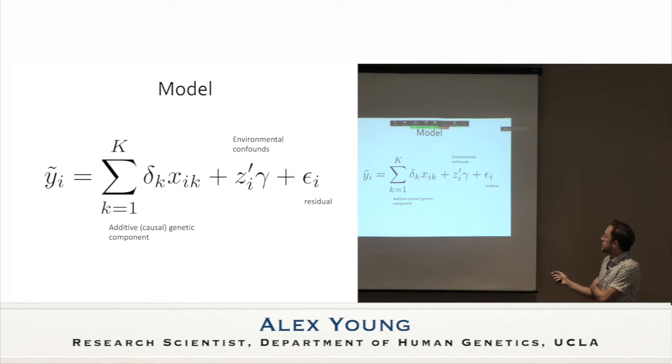Then we have these environmental confounds, which could include various things, including indirect genetic effects. We're going to subsume them into this term. For now, we could write a different model that separates indirect effects from other environmental effects, but we're going to subsume indirect genetic effects from parents and siblings into this term, and then a residual term that's uncorrelated with these.